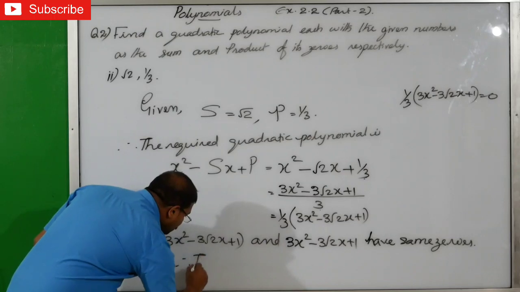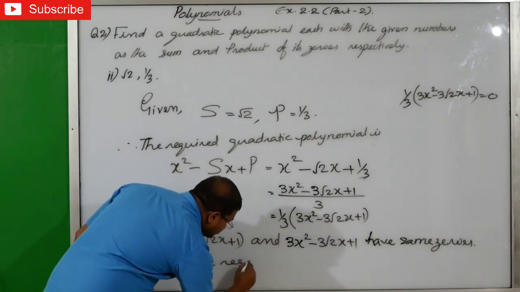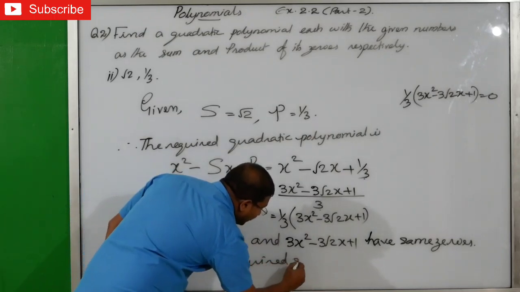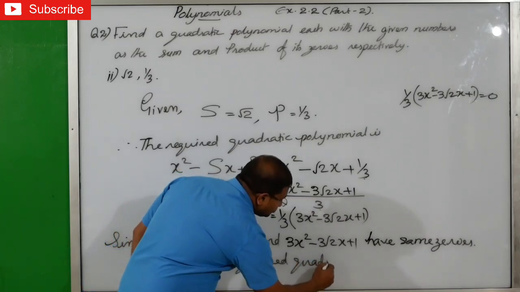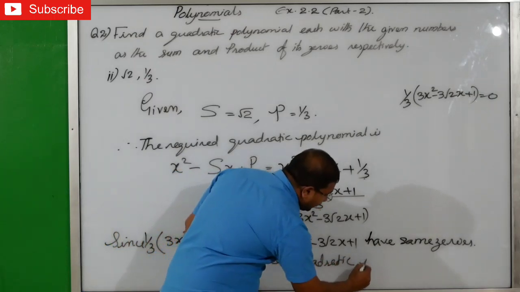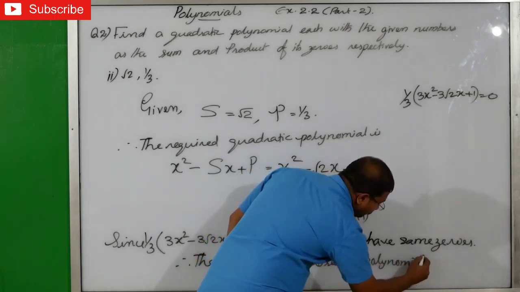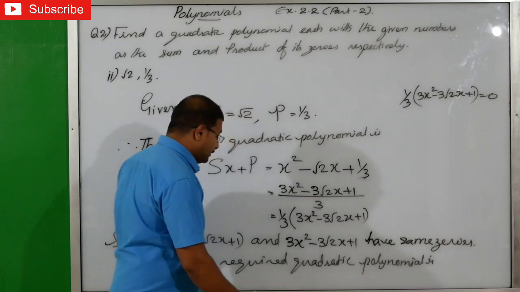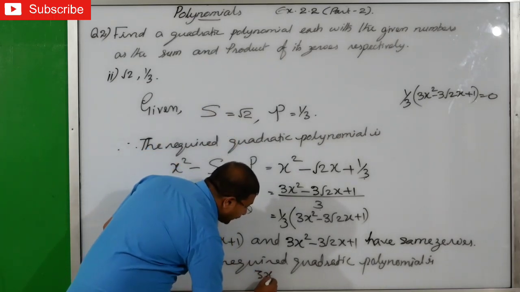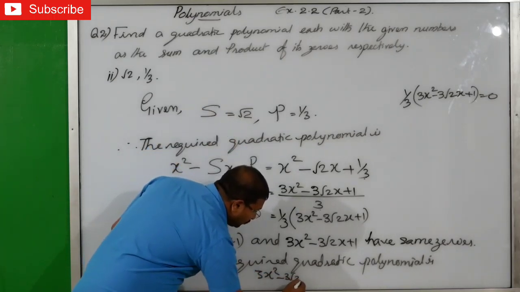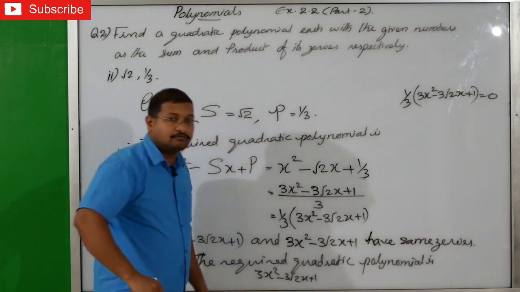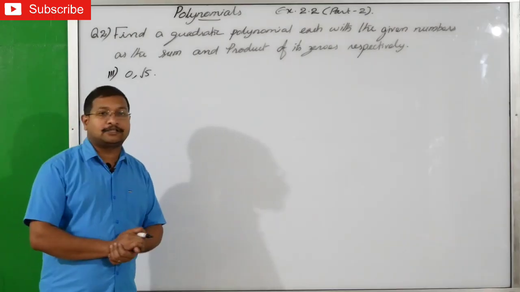Therefore, the required quadratic polynomial is what you will write? 3x square minus 3 root 2x plus 1. Is it okay? Let's see the next question.